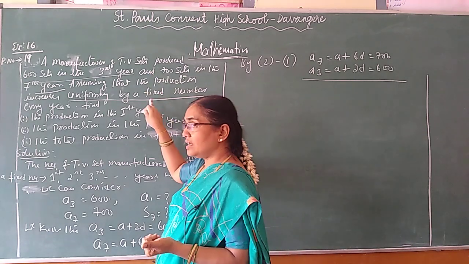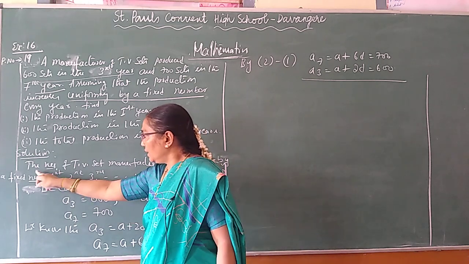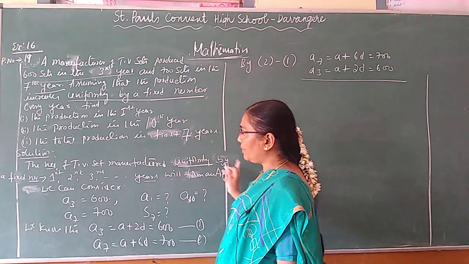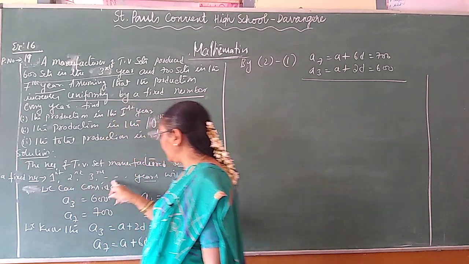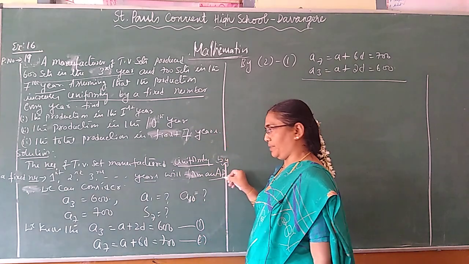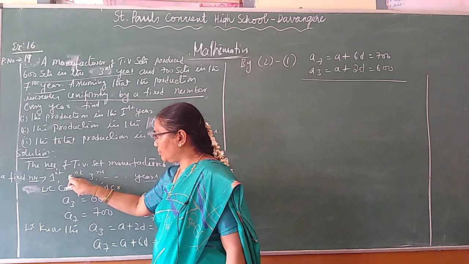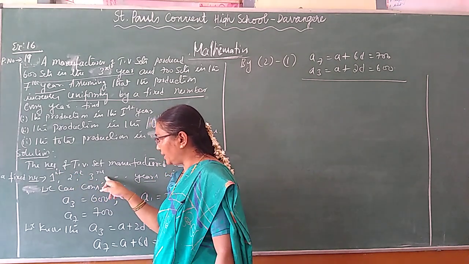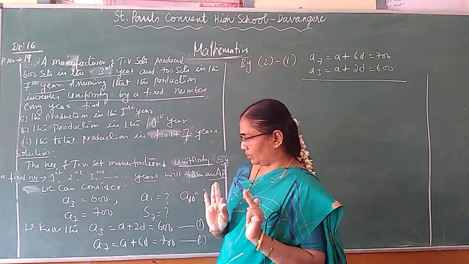So after analyzing, let me write what is the solution. You can write: the number of TV sets manufactured uniformly by a fixed number in the first year, second year, third year will form an AP. So from the first year, after each year a little number increases, for the second year a little more, and the same for the third year. So this production will be in AP.